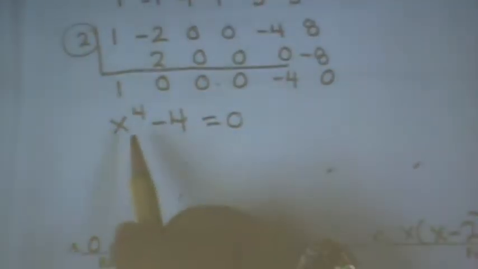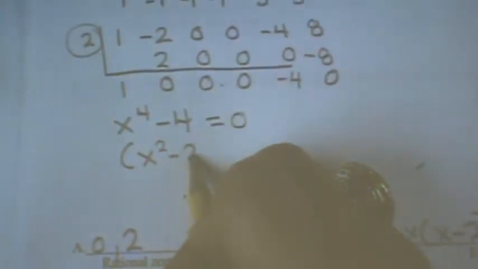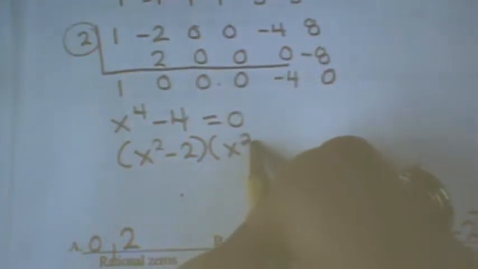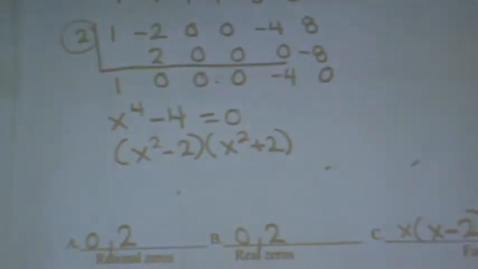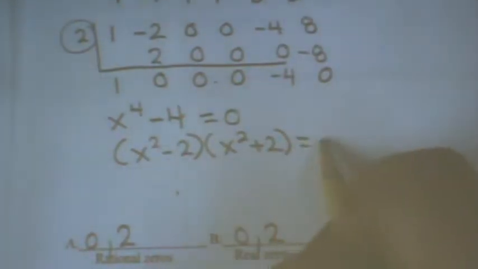Oh, this is easy now. From here, I don't have to do any more synthetic division. This is called the difference of 2 perfect squares. x squared minus 2, x squared plus 2. Now, can you find any more zeros out of this?